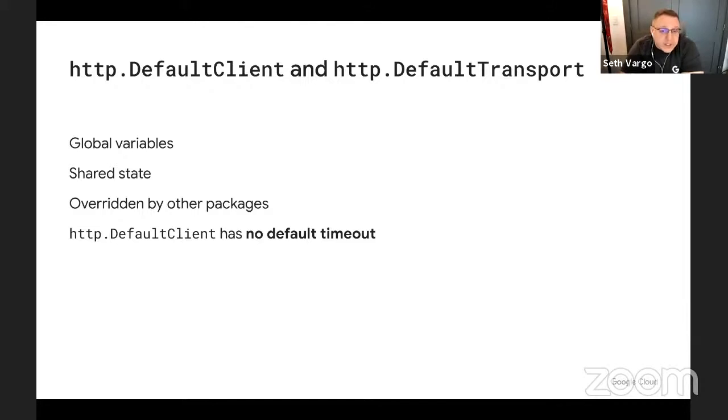Furthermore, the HTTP default client itself has no default timeout. This means that when you make a request to a server, if that server acknowledges the request but does not return a response, you've occupied an entire IO thread just waiting for that response. This can lead to a denial of service attack or just really poor performance.